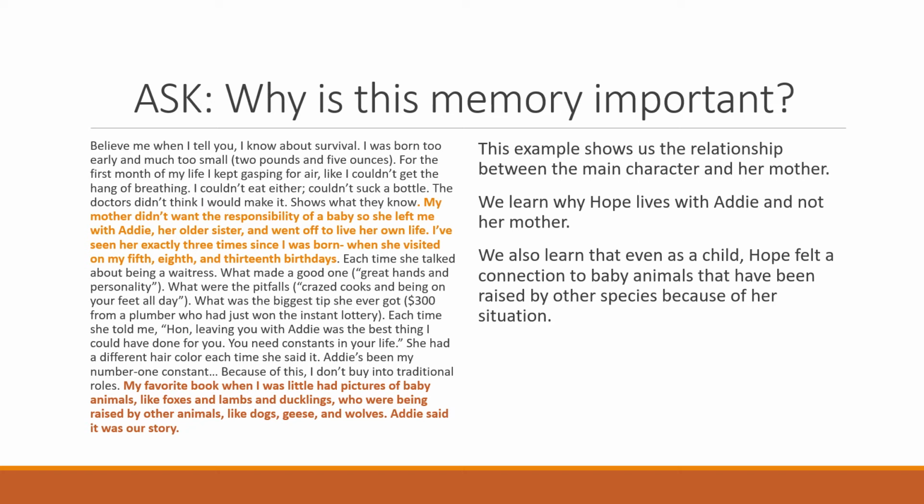Addie is more responsible because she took Hope when her mom didn't want her. You can also tell that the relationship Hope has with her mom bothers her because of the connection she feels with the baby animals raised by others. Without these memory moments, we wouldn't understand anything about Hope's mother and how they feel about each other.